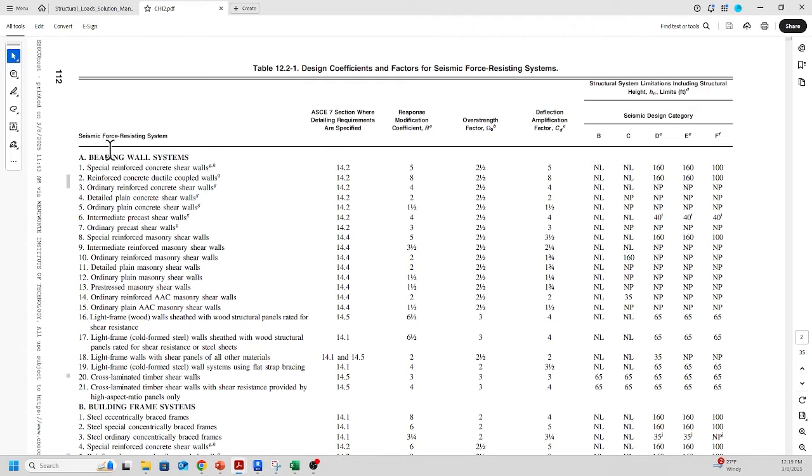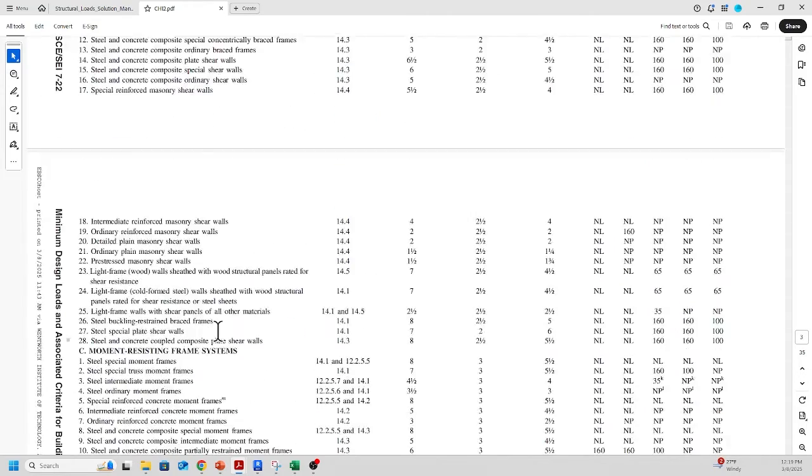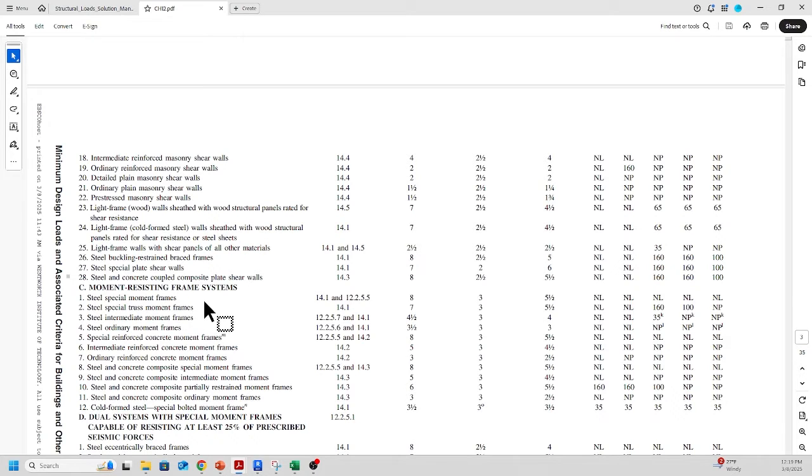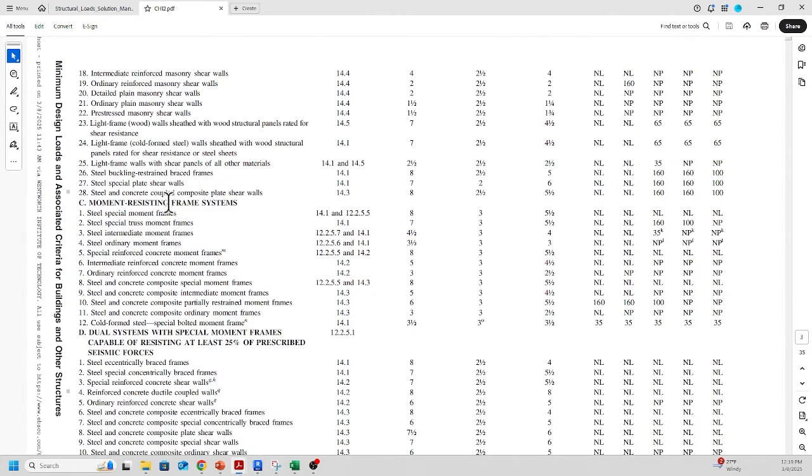On the top right, we have the seismic force resisting system. That's your SFRS. And then we have what section you have to look at. That's pretty good. That's what we're looking for right here, and you can find all these too. We know our category is category E. So our system wasn't a bearing wall system, it was a moment resisting frame system, and it was concrete. So it's right there, number 5, special reinforced concrete moment resisting frame.